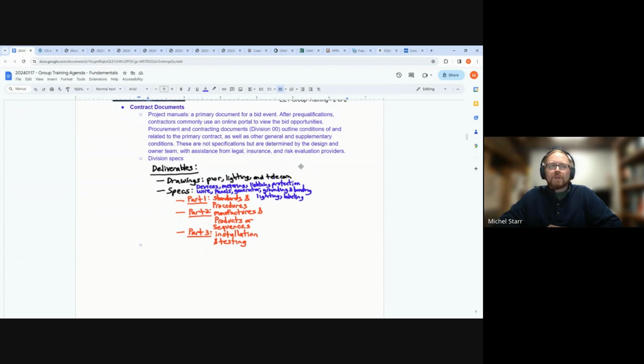Those things are described in part 1, and part 2 is normally the products. So you might have a generator in there, and then the accessories, or an uninterruptible power supply, or there could be a photovoltaic, a PV system specification. So this would be listed in part 2, and in part 3 would be installation and testing.